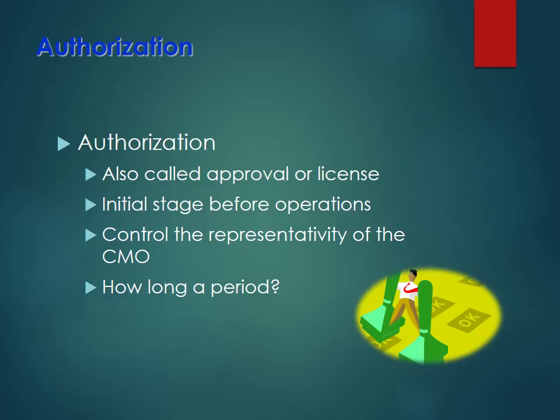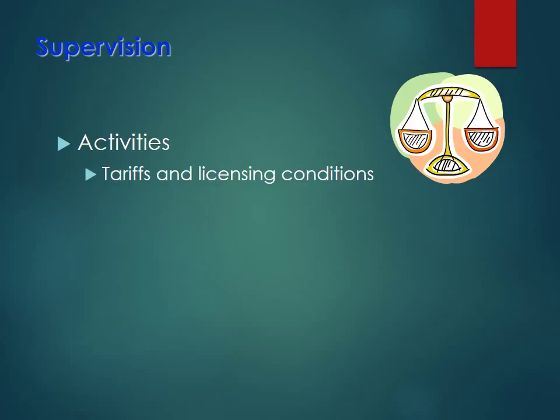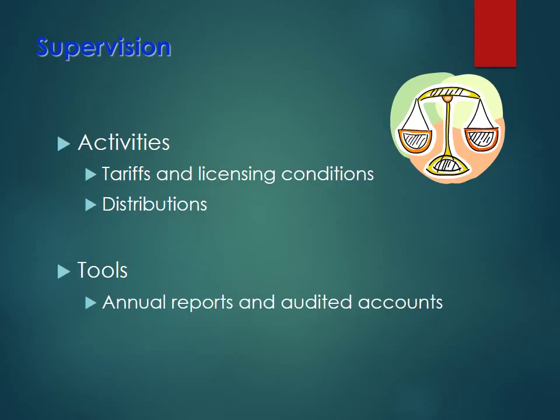In countries where the national law provides for supervision of ongoing activities, the authority usually examines issues related to tariffs and distributions. The CMO is obliged to provide the authority their annual reports and audited accounts, which are the major documents to be examined. In cases of serious doubt about irregularities, the authority may need to organise a special audit by an independent specialised company.